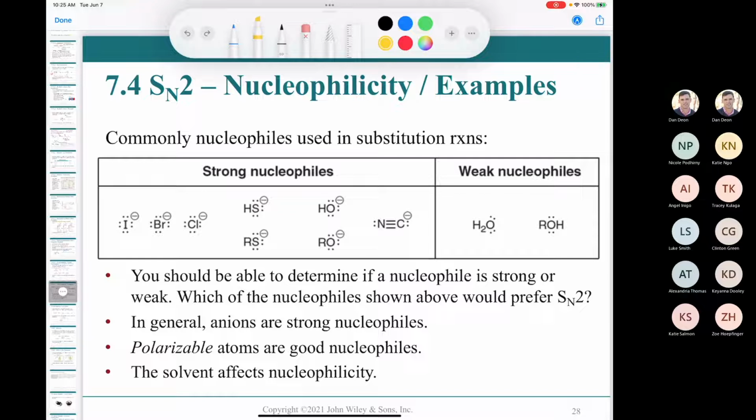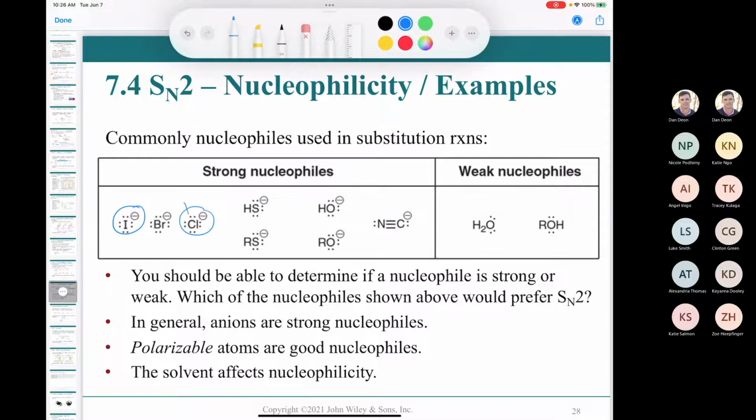Strong nucleophiles prefer SN2. In general, anions are strong nucleophiles, and the more polarizable an atom is, the better nucleophile it is. Remember that polarizability is something we discussed in chapter 6. Polarizability is just the ability of an atom or an ion to distort its electron cloud in response to its environment. And if you were to compare iodide and chloride, which one is more polarizable? Well, it's iodide, because iodide is in the fifth period. It's much bigger. The valence electrons are much farther from the nucleus. They can distort their electron cloud, and so it can kind of shape itself to attack an electrophile. But that's what polarizability is.